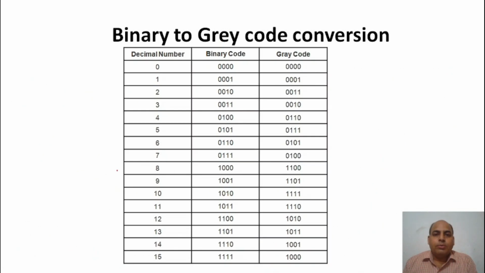This is the equivalent table of binary code and gray code. So for 0, 1, 2, 3, 4 and so on, the equivalent gray codes are 0, 1, 3, 2, 6, 7, 5, 4, 12, 13, 15, 14, 10, 11, 9 and 8. This is the equivalent gray code for the binary one.